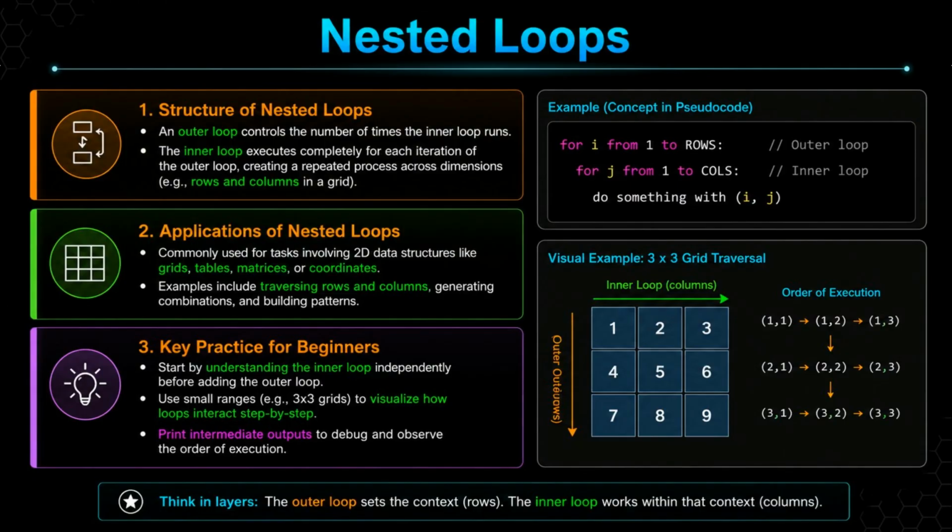In a nested loop, an outer loop controls how many times an inner loop runs, and that inner loop completes fully on every single pass of the outer one, creating a repeated process across two dimensions, like rows and columns in a grid. Nested loops are the go-to tool for 2D data structures, grids, tables, matrices, coordinates, generating combinations, or building patterns. If you're new to them, understand the inner loop on its own first, test with small ranges like a 3x3 grid, and print intermediate output so you can actually watch the execution order unfold.